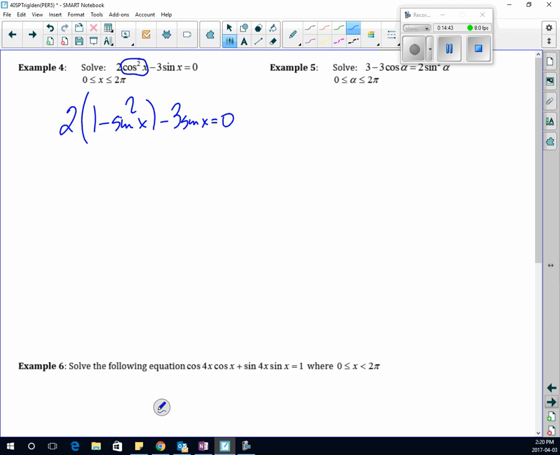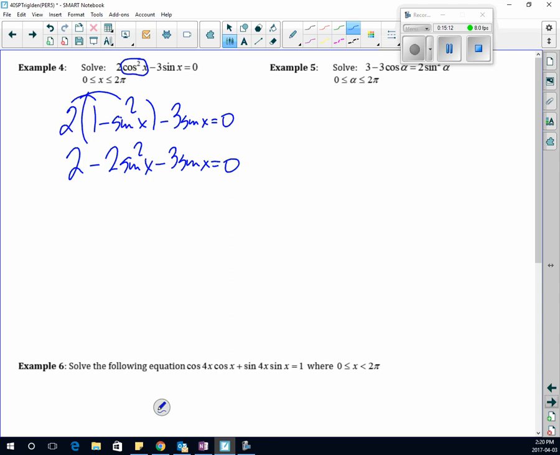Guaranteed question like this on the test. They always ask this on the exam. And you get your first mark in your solving just by doing this replacement here. Unlike the proofs, where every time you replace something you're only getting half marks, in a solving this is a major concept. Okay, so next up, I need to multiply the 2 in. 2 minus 2 sine squared x minus 3 sine x equals 0.